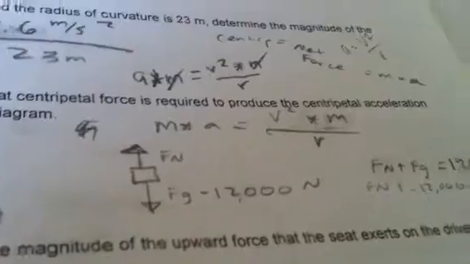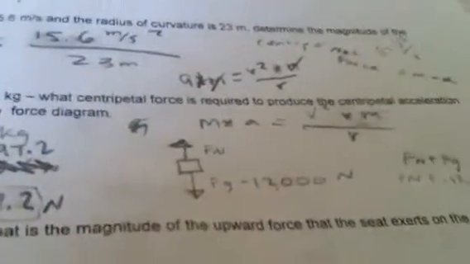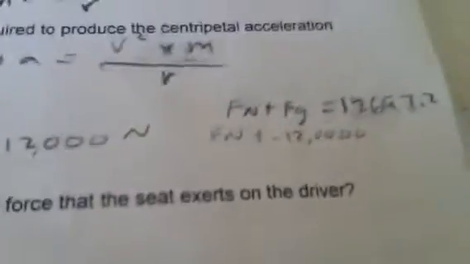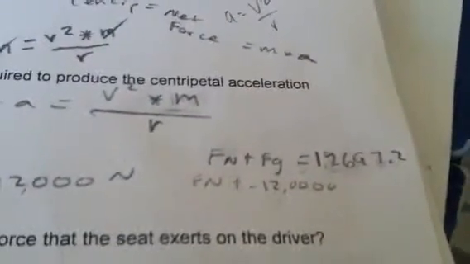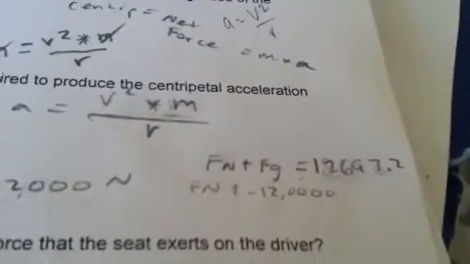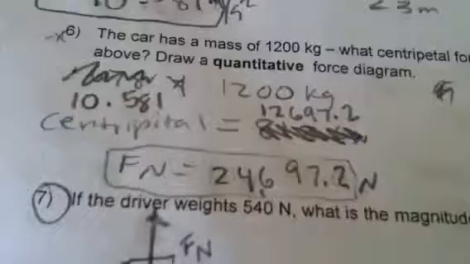There's actually going to be force normal plus force gravity equal to our 12,697.2. So we'll set up an equation that says force normal plus force gravity is equal to that. But we know force gravity is equal to negative 12,000. So when you solve that, you'll add 12,000 onto each side to solve for force normal, and you'll get a force normal of 24,697.2.